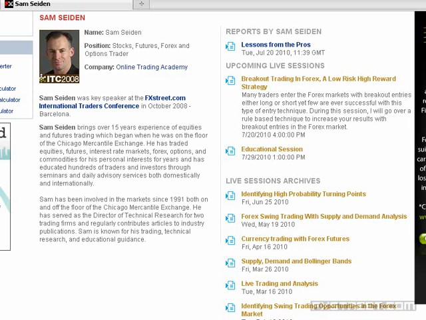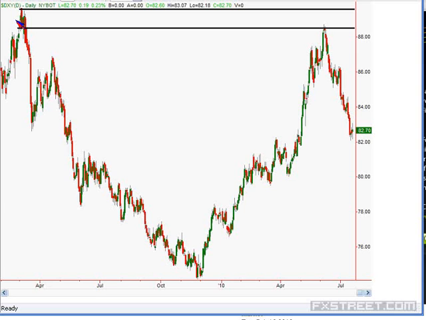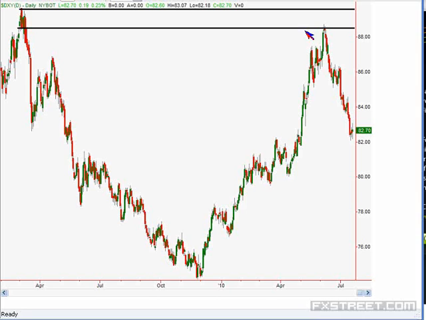Ago in FXStreet, we identified this area right here as a supply level, and that allowed us to accurately determine that prices were very likely to turn lower once they hit this level here. Okay, we combined that with, let me share one more chart with you here.